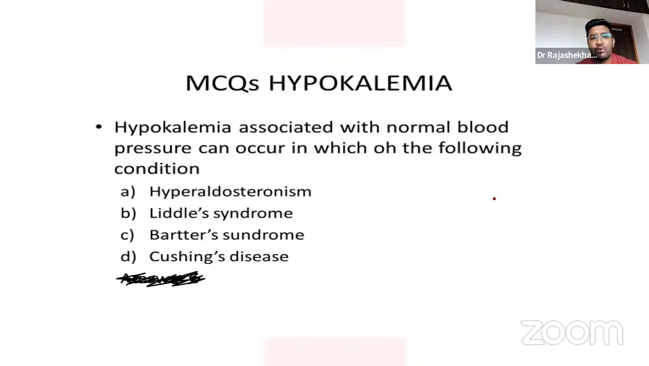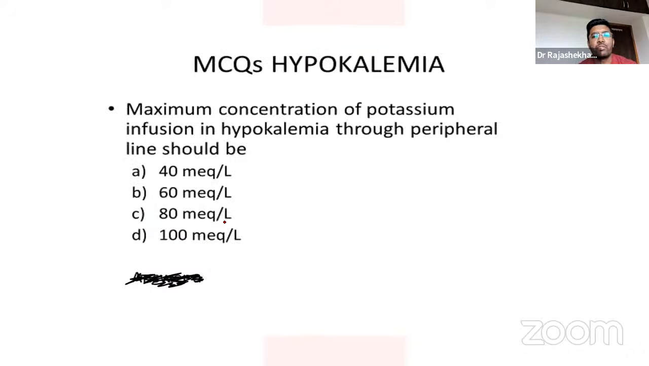Hypokalemia associated with normal blood pressure can occur in which of the following conditions? Hyperaldosteronism is a high blood pressure condition. Liddle syndrome is high blood pressure. Cushing syndrome is also high blood pressure. In Bartter syndrome, it is hypotension or volume depletion.